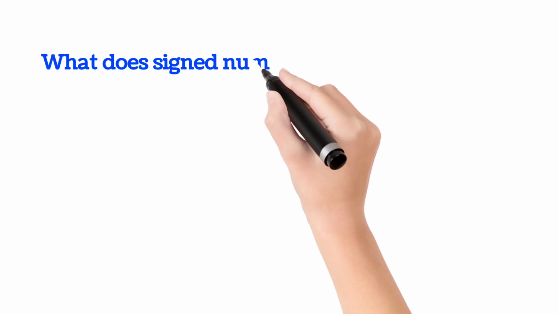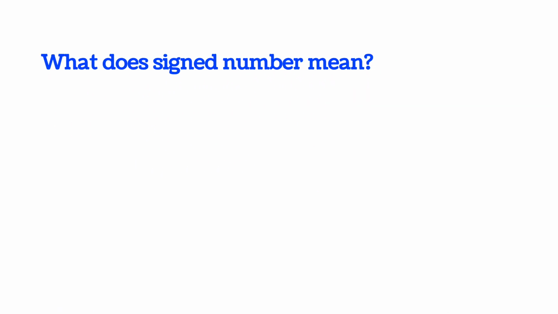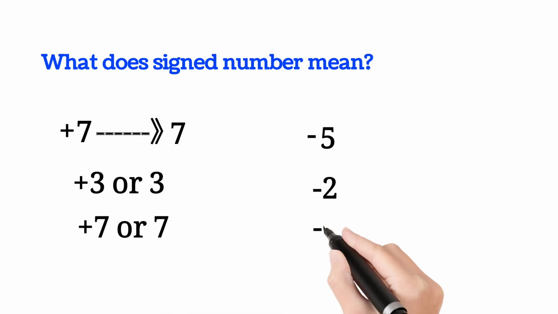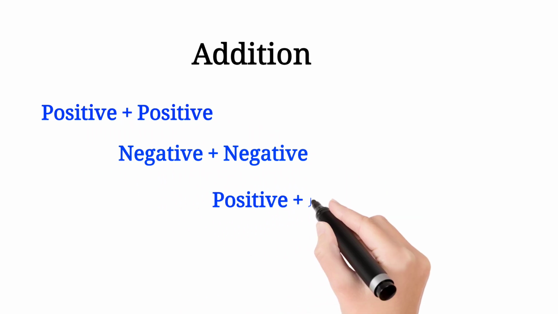First, what does signed mean? A signed number has a sign. Positive numbers may show a plus, but often we leave it out. Negative numbers show a minus. For example, +3, +7, and -2, -6. We will do addition in three cases: positive plus positive, negative plus negative, and one positive and one negative.